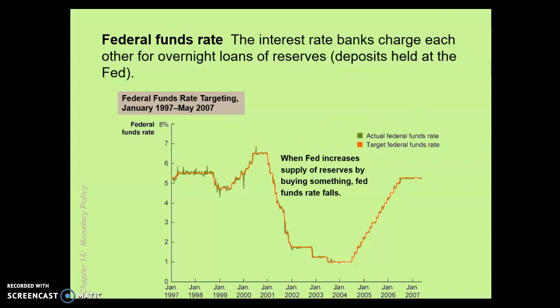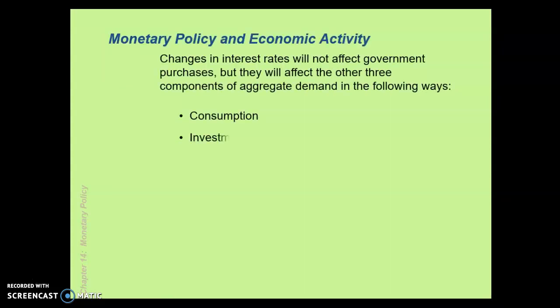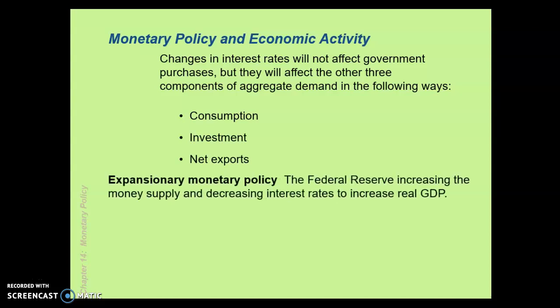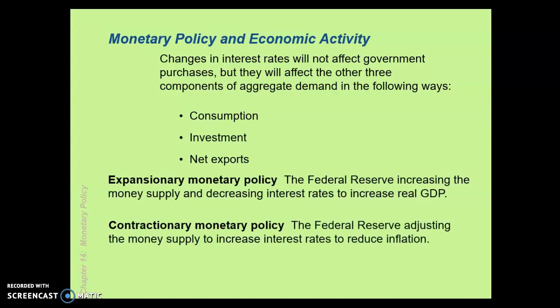So when the Fed increases the supply of reserves, they got to buy something. And what happens? Interest rates decrease. When they decrease the supply, interest rates increase. So let's put this into effect. And we look at monetary policy, they can influence a couple things. We have two different types of monetary policy that they can impact. Expansionary monetary policy, which is looking at lower interest rates, which will help stimulate the economy, or contractionary monetary policy, which is going to be looking at higher interest rates, which will probably slow down spending a little bit, which will also impact inflation.